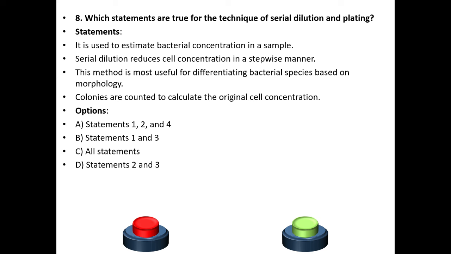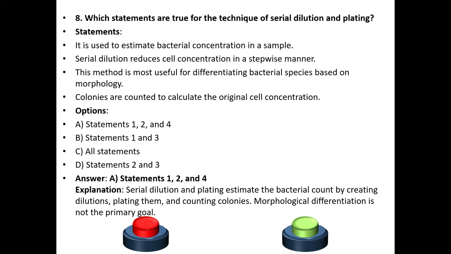Eighth question. Which statements are true for the technique of serial dilution and plating? Statements. It is used to estimate bacterial concentration in a sample. Serial dilution reduces cell concentration in a stepwise manner. This method is most useful for differentiating bacterial species based on morphology. Colonies are counted to calculate the original cell concentration. Options A, B, C and D, which is correct?